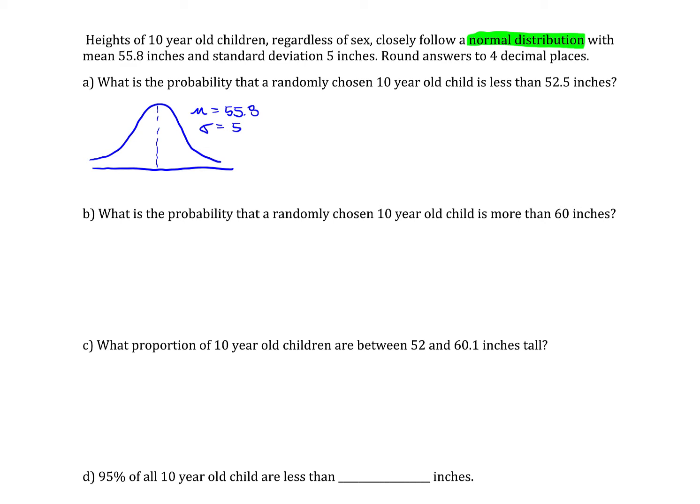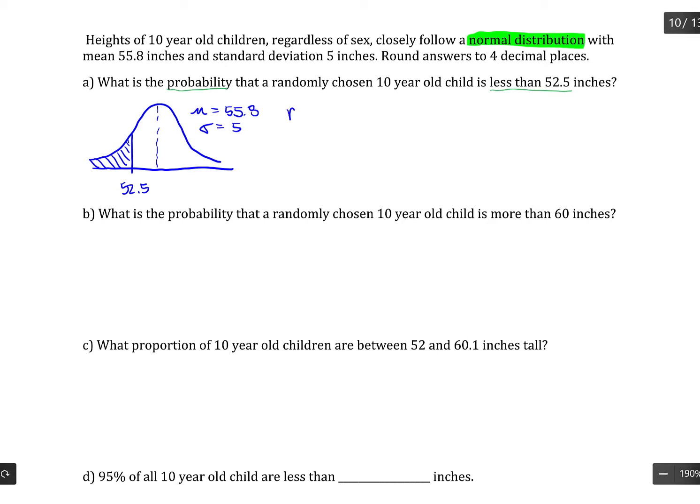And I'm trying to find a probability. So what is the probability that a randomly chosen 10-year-old is less than 52.5 inches? So 52.5 is just slightly lower than the mean. And if I want less than 52.5, then I would shade to the left of that. So the solution that I'm looking for is an area under the curve, because the question asks for a probability.